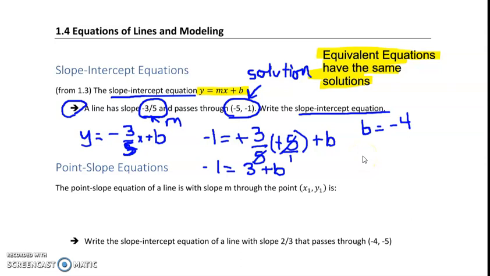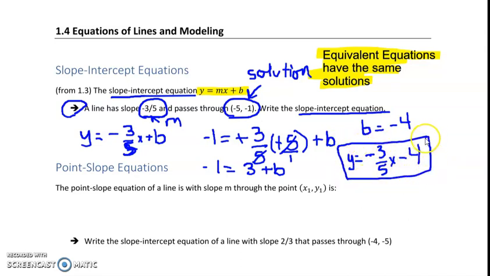So I found b, but the question said to write the slope-intercept equation, so I go back here to my y equals, and I fill in the b. y equals -3/5 x minus 4. That's what we're looking for. We're looking for the slope-intercept form of this equation, which is right there.